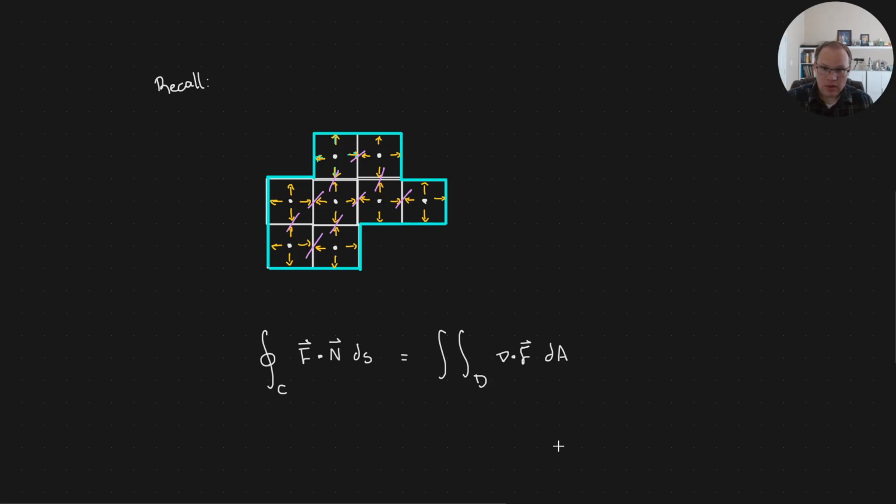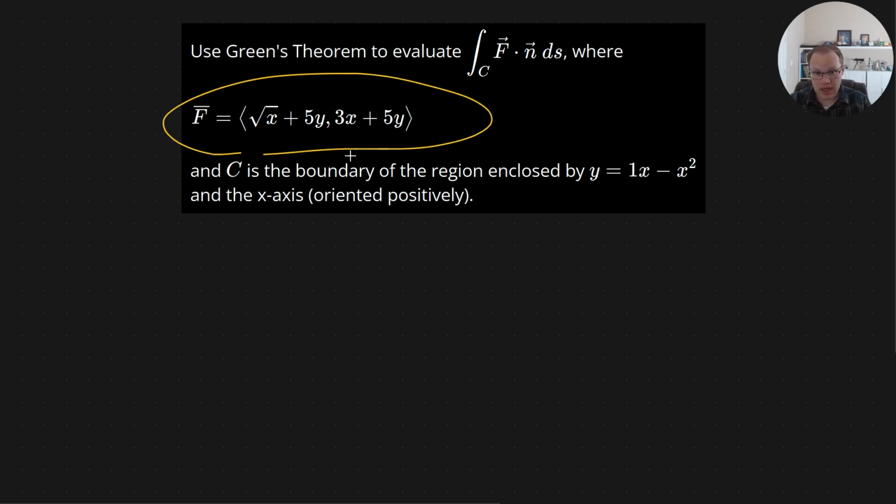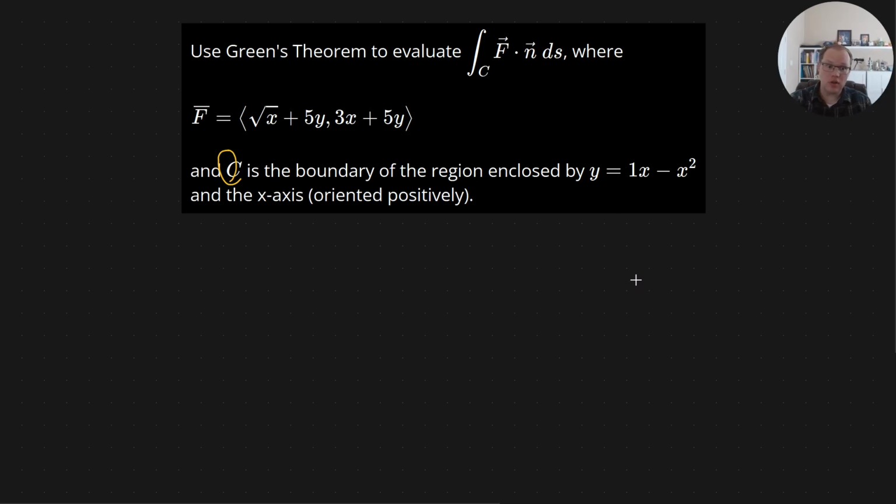Okay? That's the idea behind this flux form of Green's theorem, or the divergence theorem. Let's take a look at an example here. We want to use Green's theorem to calculate the flux through curve C, where the vector field F is defined by this, and curve C is the boundary of the region enclosed by y equals x minus x squared and the x-axis.